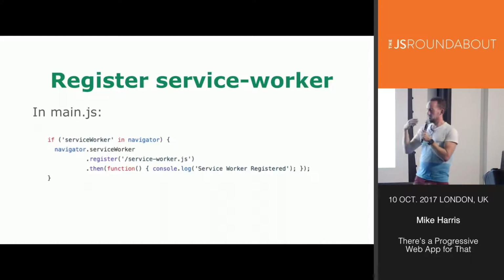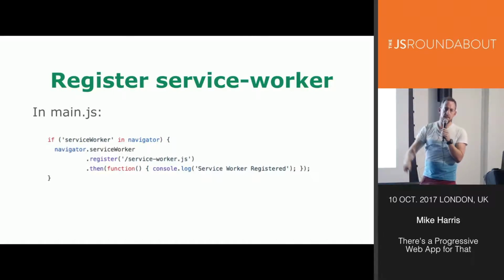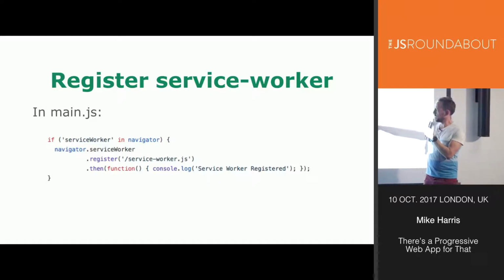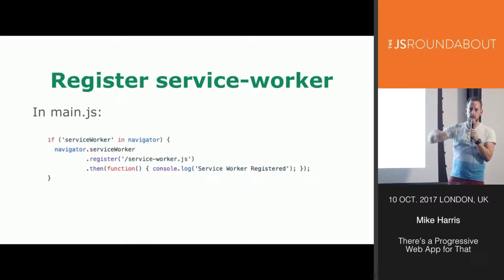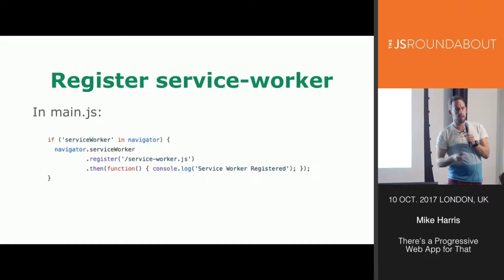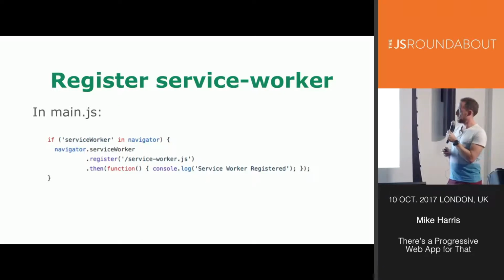Cool. It's progressive web apps. First of all, we want to check that our client can use service workers. So this is just in my main.js, which is my main JavaScript file for my app. I check that I can use service workers, and then we'll register my service worker. And I've got this service worker file, which is sat in the root of my directory.